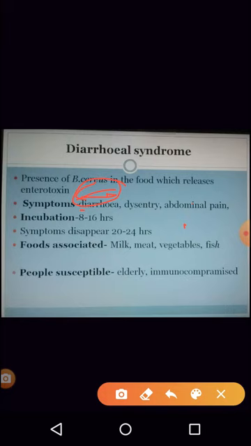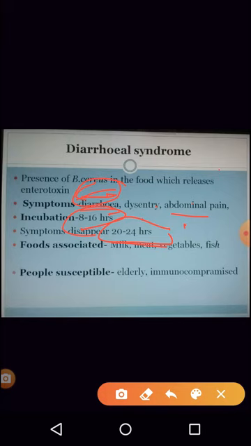The organism needs to be there in the food, which releases the enterotoxin. Okay, now what are the symptoms? As the name suggests, it leads to diarrhea and dysentery, abdominal pain. Incubation is 8 to 16 hours, slightly more when compared to that of the previous one. Here it is a little longer lived, and the symptoms disappear within 24 hours.